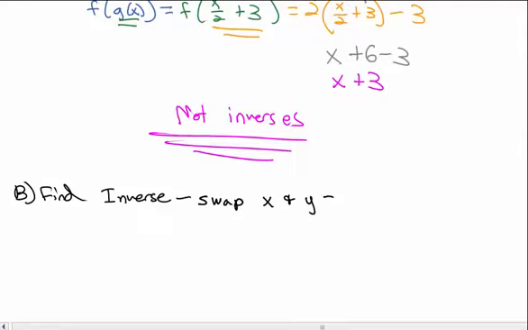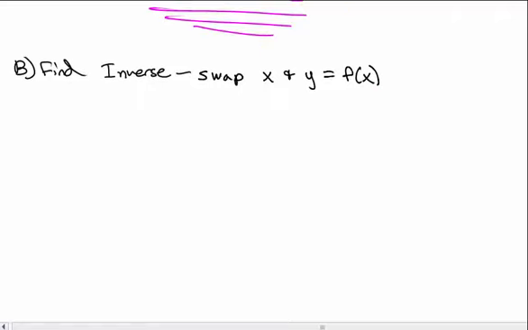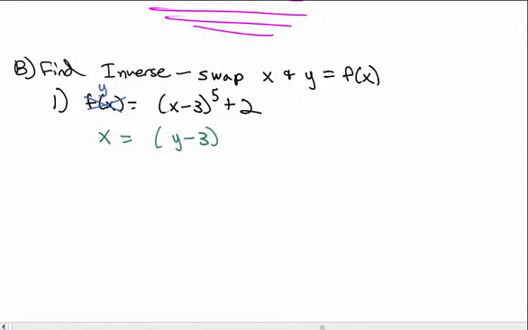And y, remember, is what's really being represented with the f of x, the function notation. So if we've got an equation such as f of x equals (x minus 3) to the 5th plus 2, we'll think about that f of x as a y, and then we will swap the x's and y's. So instead of y equals, it's now x equals. And instead of x minus 3, it's now (y minus 3) to the 5th plus 2.